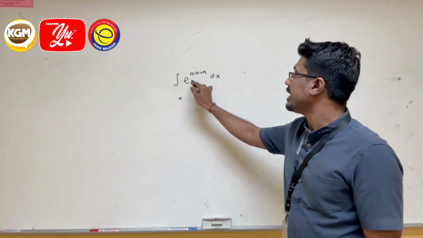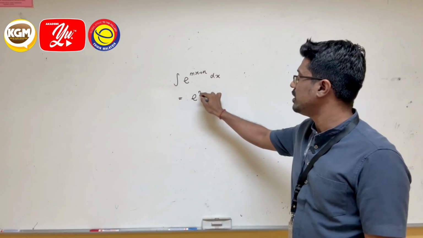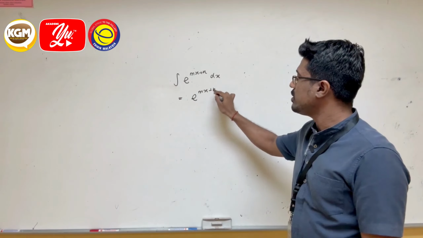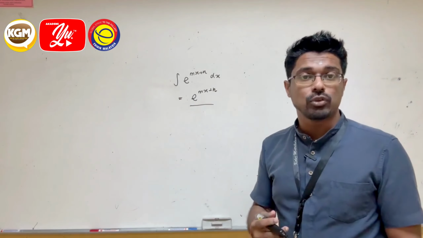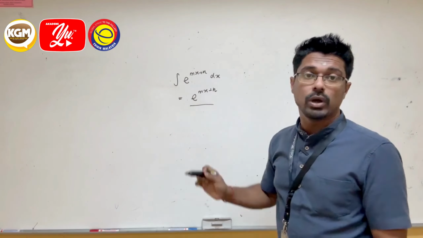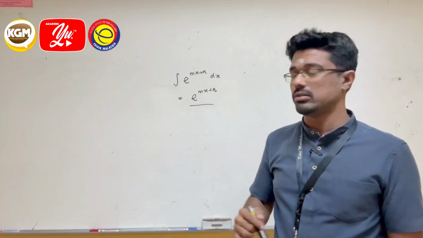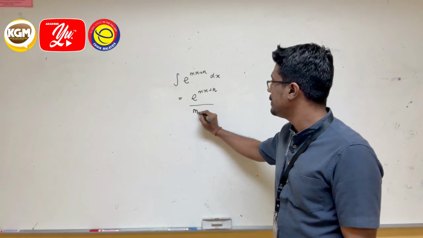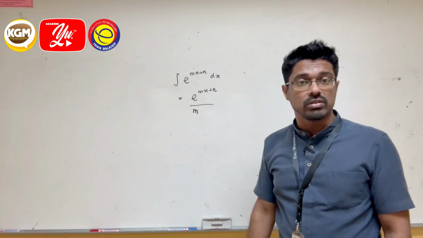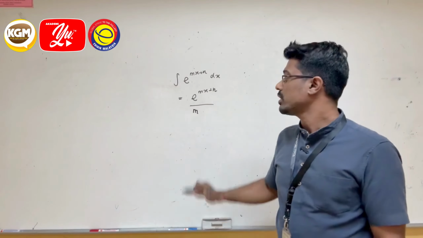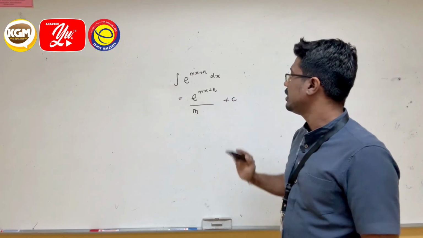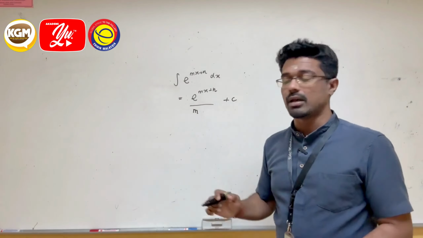So basically, for the exponent, you copy first, and then you differentiate your power. So mx, you differentiate, you're going to get m. You differentiate n, it's a constant, so that's going to be 0. And then you're going to put plus c. So let us see one simple example.